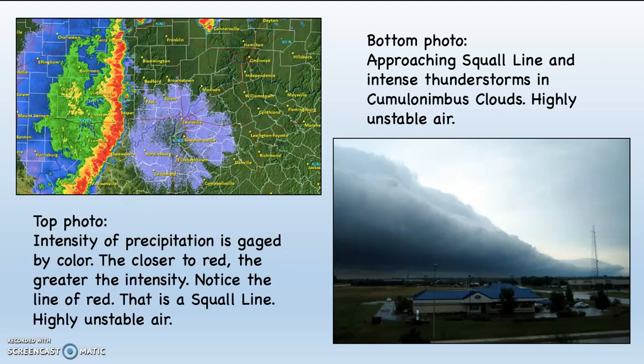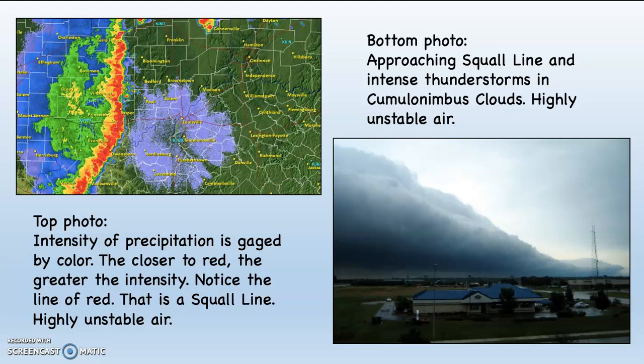Let's look at the left-hand side first. Take a look at that top photo. Just look at the photo first. Take a look, examine it. Look at that. Can you tell what's happening? Excitement is what's happening. The intensity of precipitation is gauged by color. The closer to red, the greater the intensity. Notice the line of red.